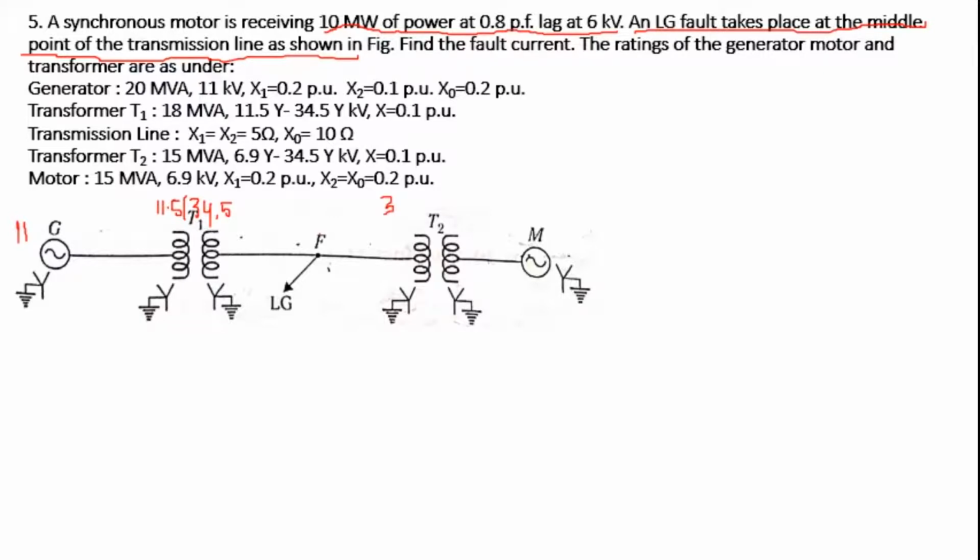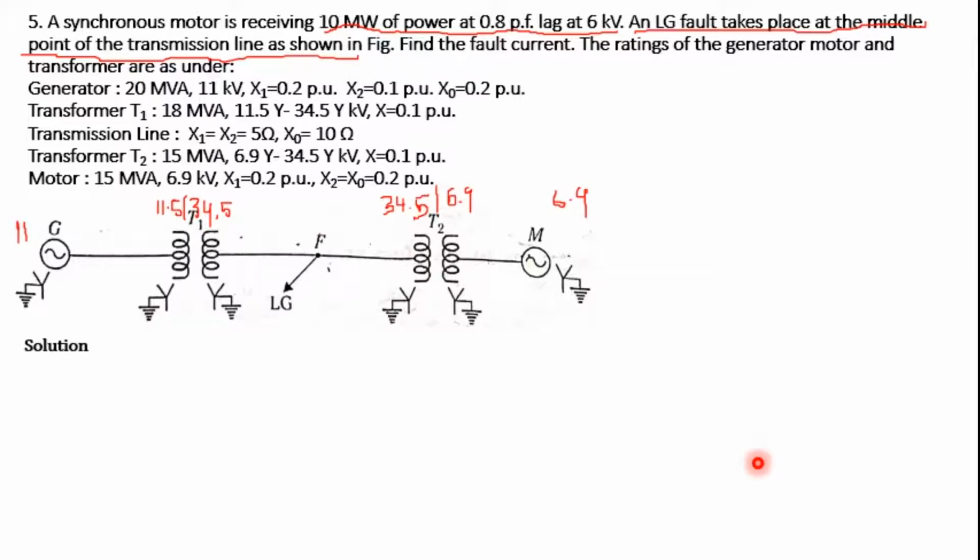Here one side is 34.5, so this side should be 34.5 kV, and the voltage on the other side is 6.9 kV. Similarly for the motor it is 6.9 kV. So these are the actual values. This is not the base value; these are actual values given in the data. Okay, so let us solve.